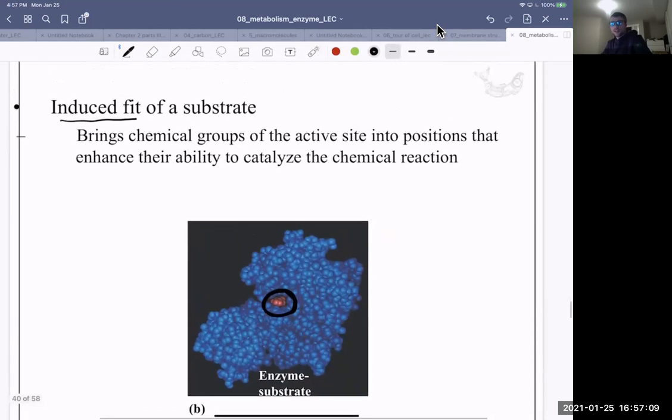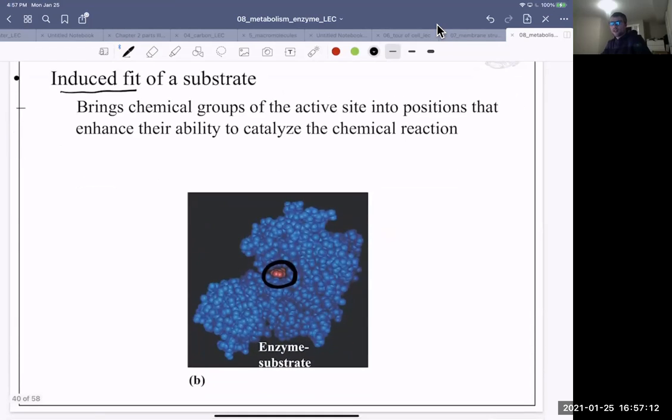Sorry, but the same term, active site and induced fit of a substrate? No, the active site is the physical site, and the induced fit is the action of fitting into that site. Oh, okay. Thanks. Yeah, good question.